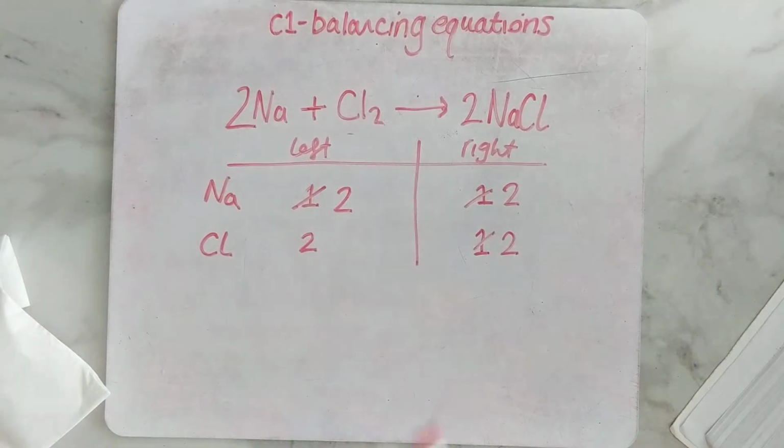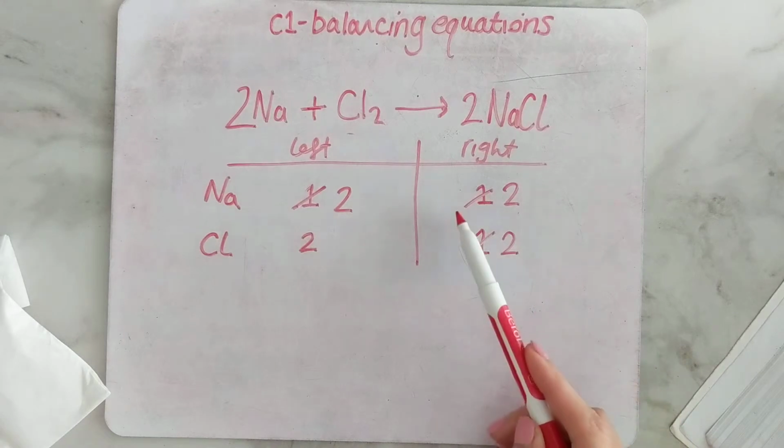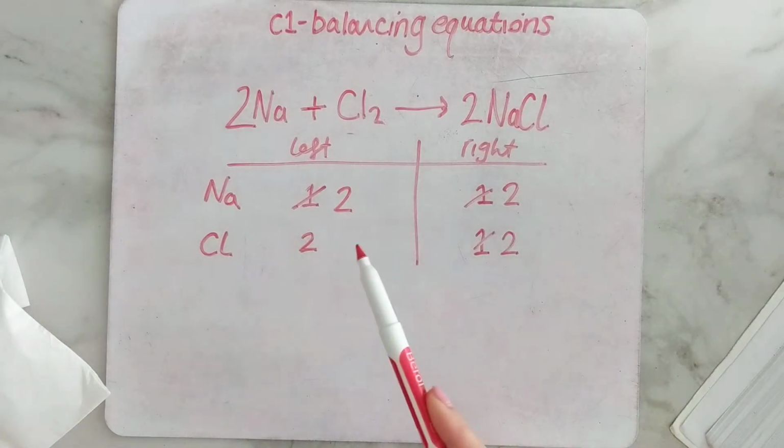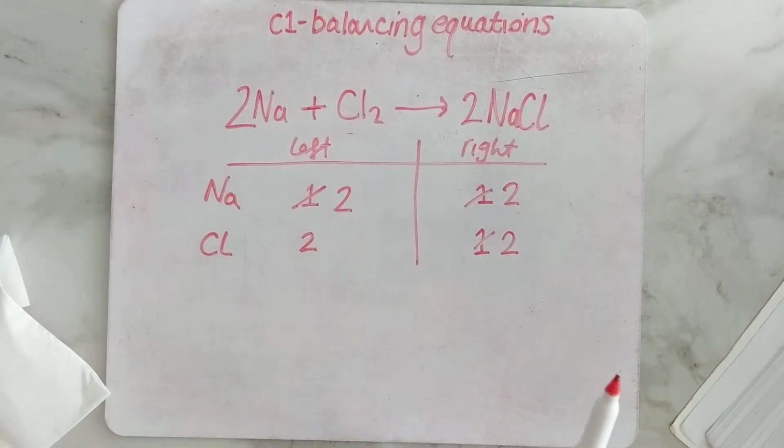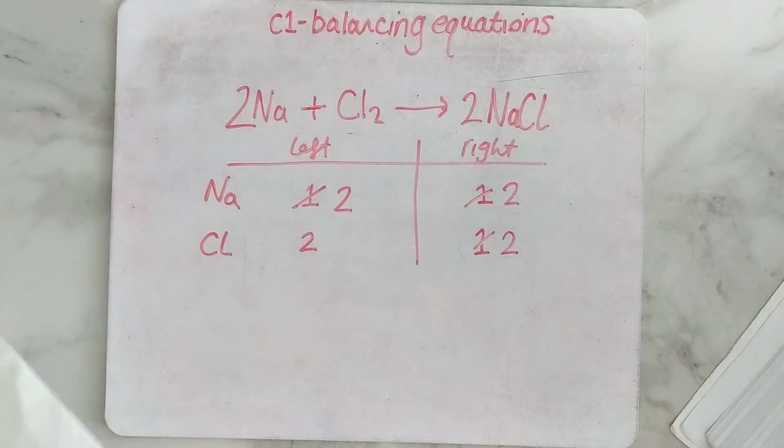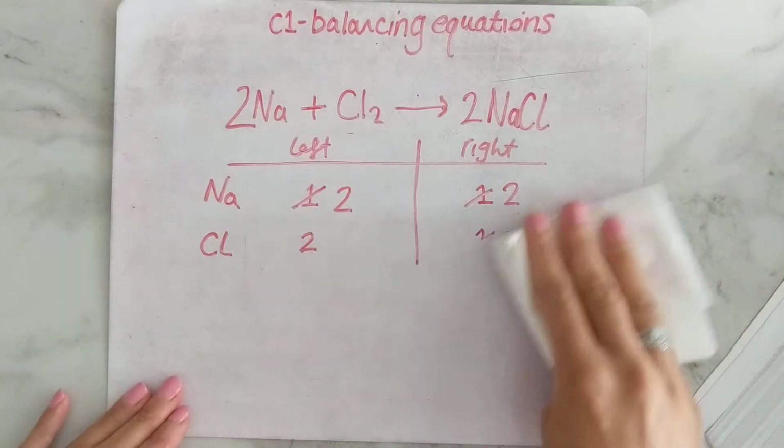So it's very much back and forth, crossing it out, recounting, back and forth again if you need to. But that's it really, it's quite simple. Let's try another one then.